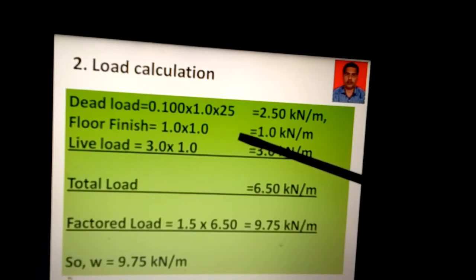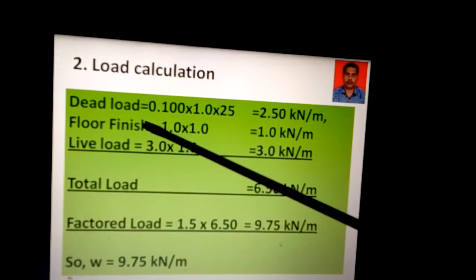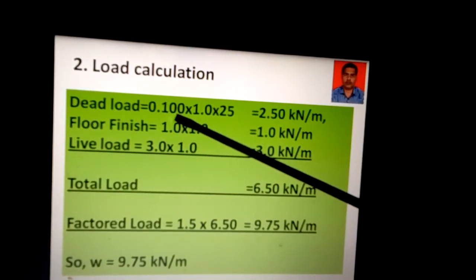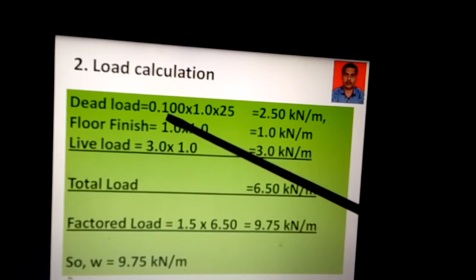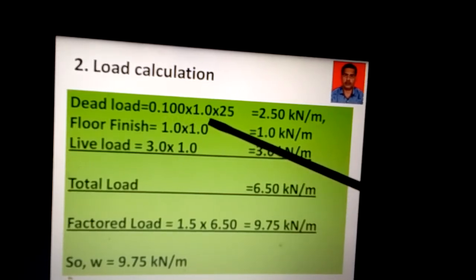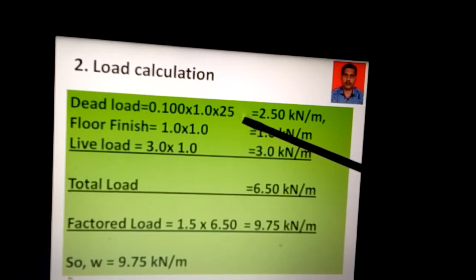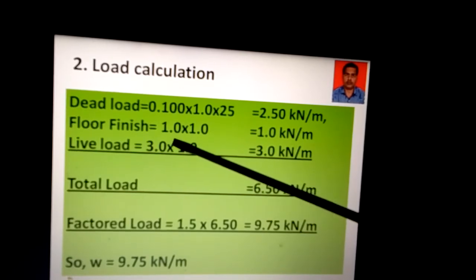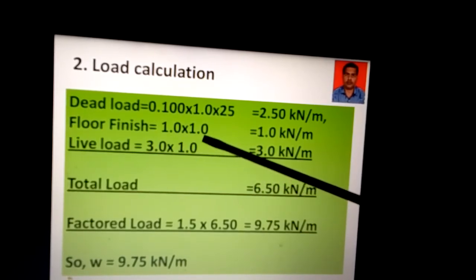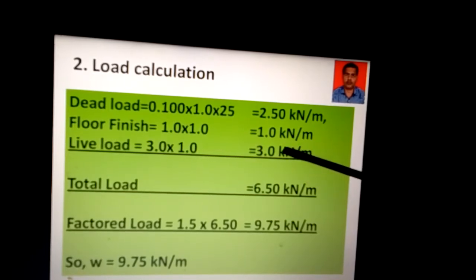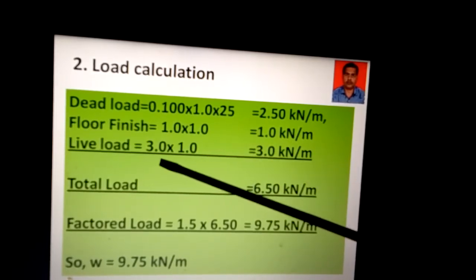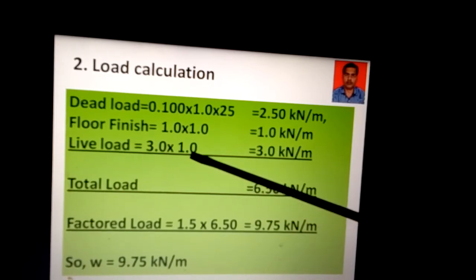Now the second step is the load calculation. If we calculate the dead load, that is for given capital D 100 millimeter, it comes 0.1 meter, multiply the design width of the slab 1 meter, multiply 25 the density of the RCC, and this way we get 2.5 kilonewton per meter. The floor finish given is 1 kilonewton per square meter, multiplied by the design width of the slab 1 meter, so this way we get 1 kilonewton per meter. The live load given is 3 kilonewton per square meter, multiply the design width of the slab 1 meter, and we get 3 kilonewton per meter.